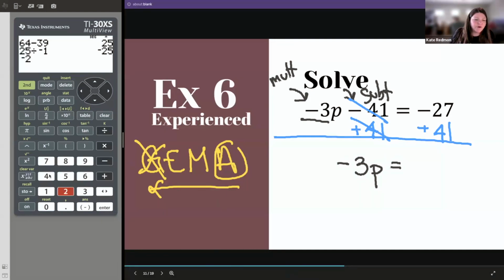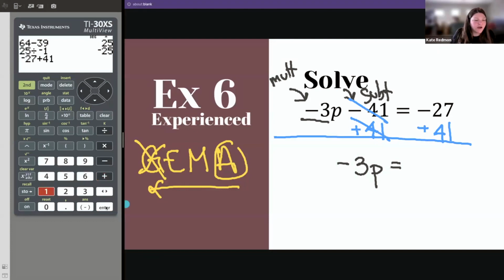So negative 27, use your calculator, use your calculator. The most common error students make while testing is with negative signs. So negative 27 plus 41 is 14. Now p is not alone. Now, a really, really common error. A lot of students do this and they're wrong. Why are they wrong? It's not because negative 3's opposite is not positive 3. That's not why. It's because that's not what p and 3 are doing.